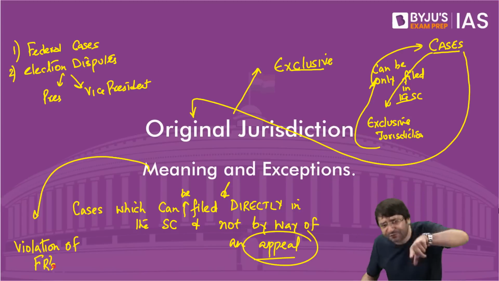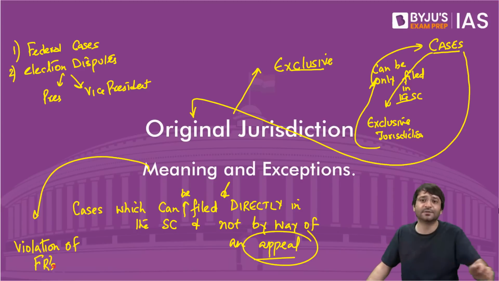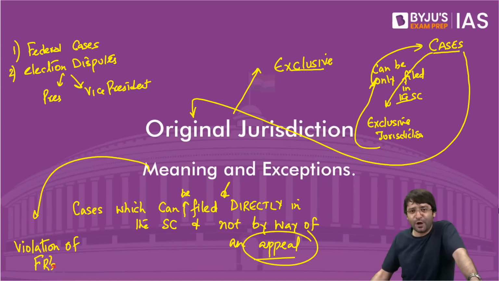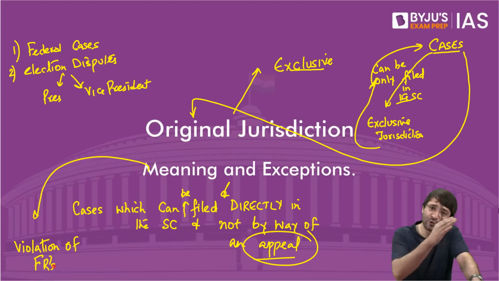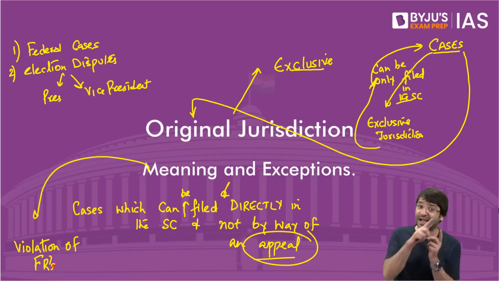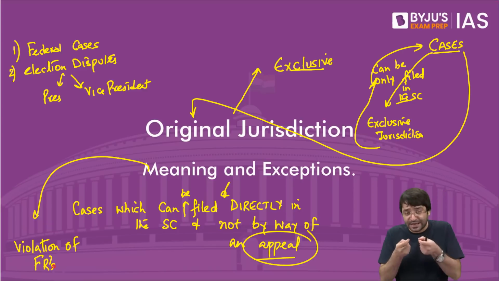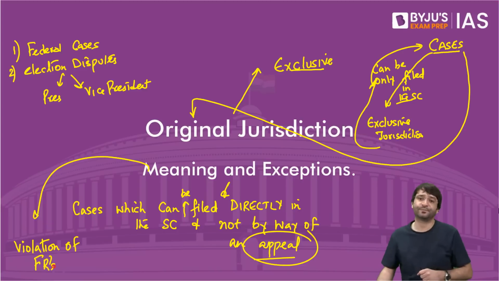But can you not file violation of fundamental right case in the High Court? Yes, you can. You can approach High Court. You can approach Supreme Court as well. But can these cases be directly filed in the Supreme Court? Yes, that means Supreme Court has original jurisdiction on fundamental rights violation cases, because such cases can be directly filed in the Supreme Court, not through an appeal, but directly.